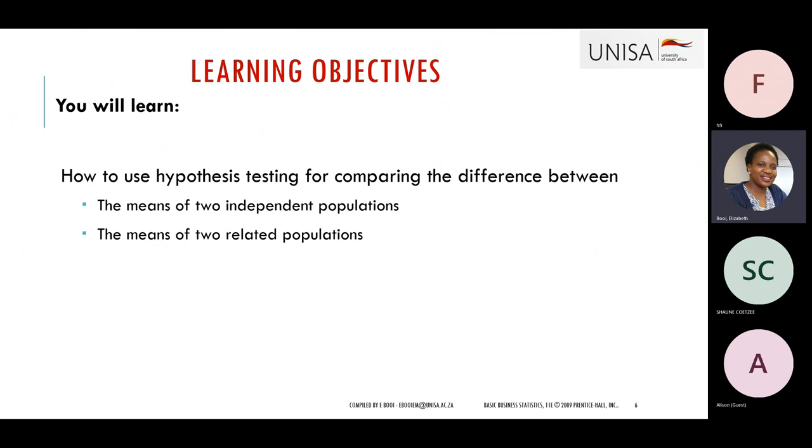By the end of the session today, you should learn how to use hypothesis testing to compare the difference between one, the means of two independent populations, and two, the means of two related populations. Remember, this session we're covering how to compare the difference between two groups. We're going to start with independent groups, which means the two groups have no effect on each other. They are independent of one another. The second one means they do have some sort of effect on each other, and here we're talking about the before and the after. We're going to look at some examples and exercises so that you feel comfortable, when you're reading a statement, knowing whether it is for independent or for dependent or related samples.